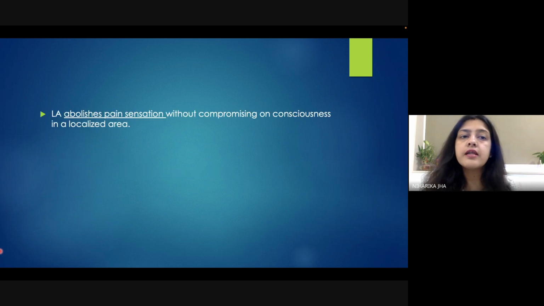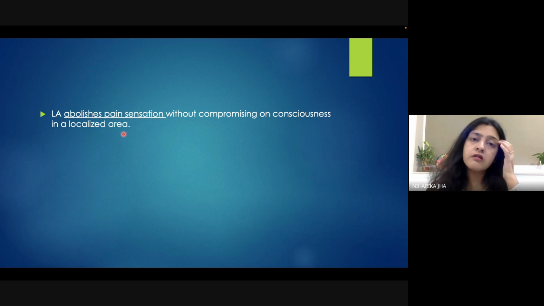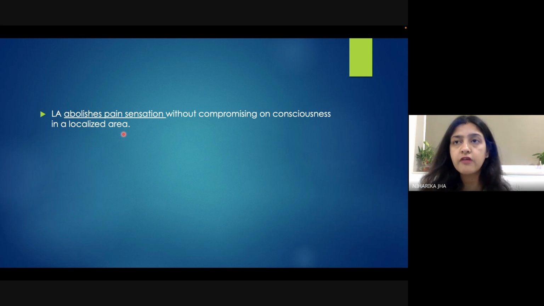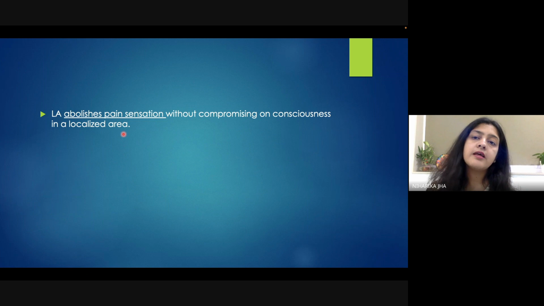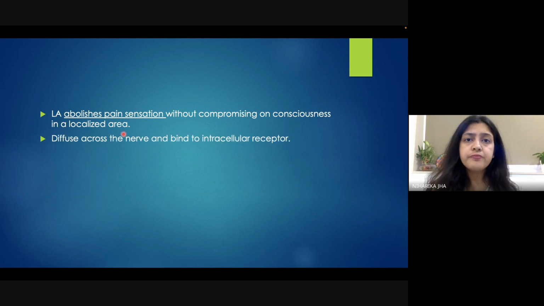Coming back to local anesthesia in dermatology. What does local anesthesia do? It basically abolishes the pain sensation without compromising on the consciousness of the patient in a localized area. That means when we are operating on a localized area, that particular area will get anesthetized. The patient will not feel pain in that particular area, will allow us to operate without much hindrance, and it will not also compromise the consciousness of the patient.